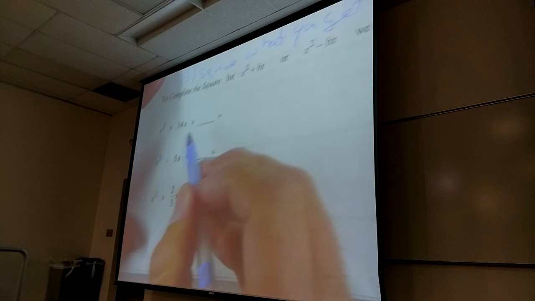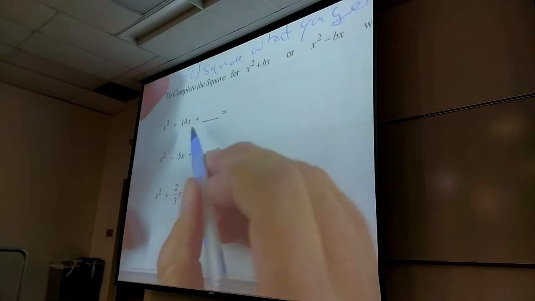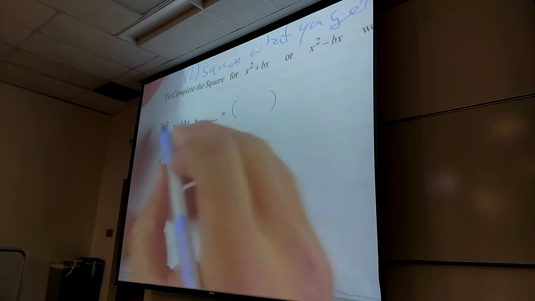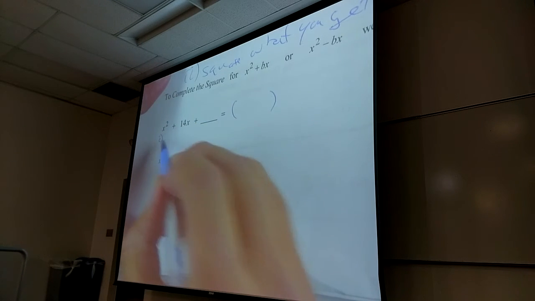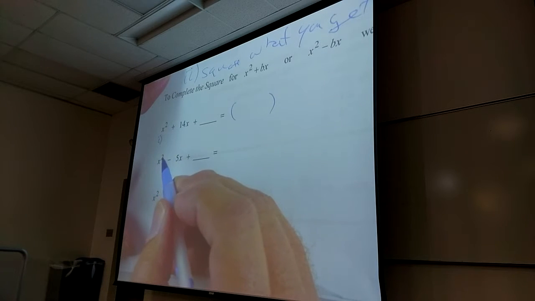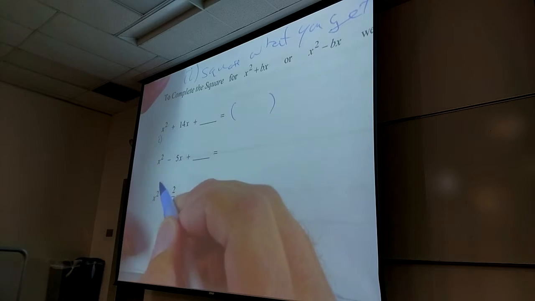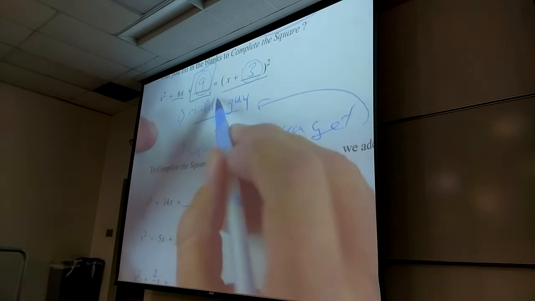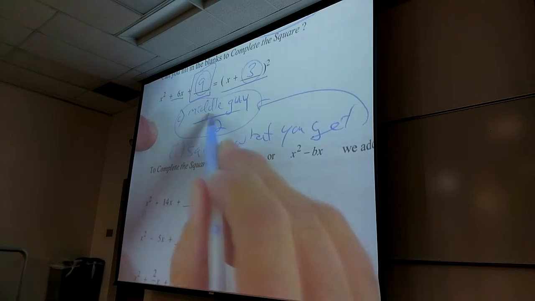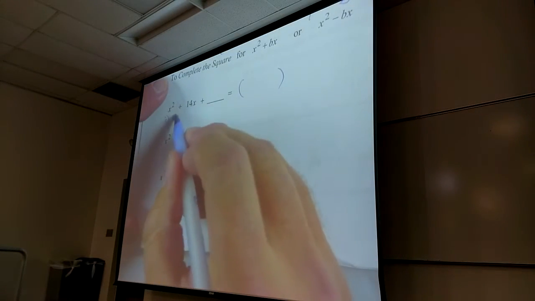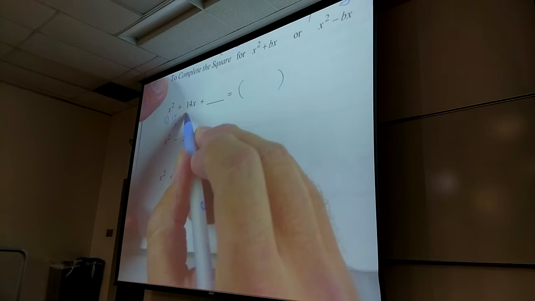So down here, let's do a few of these together. What I always do is I kind of do the 2 steps. What's the first step? First step is always going to be cut the middle guy in half. So the first step would be 14 divided by 2 is 7.